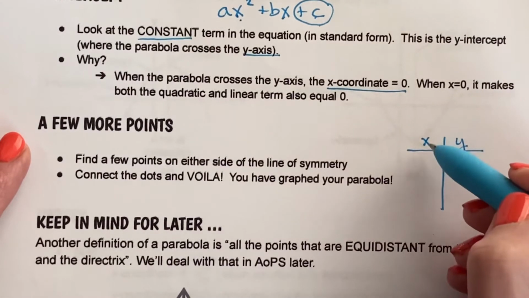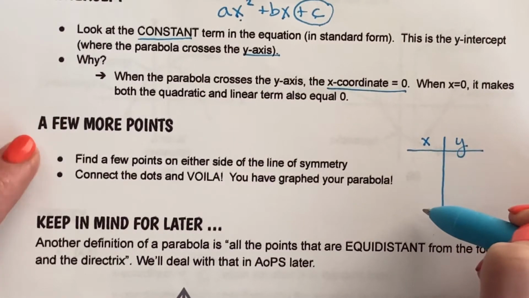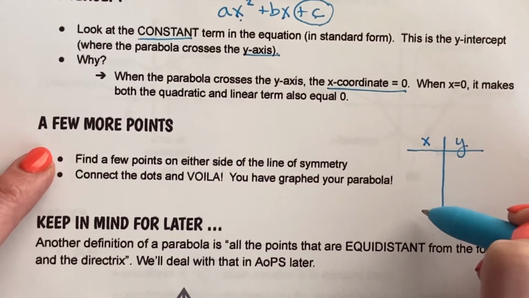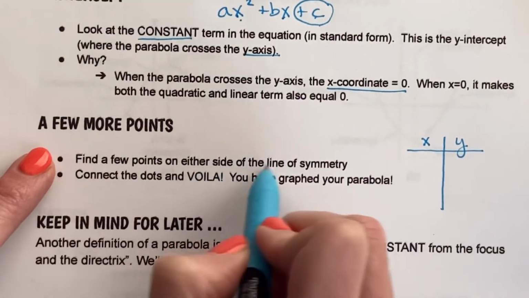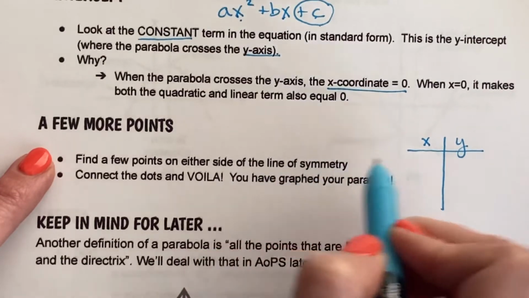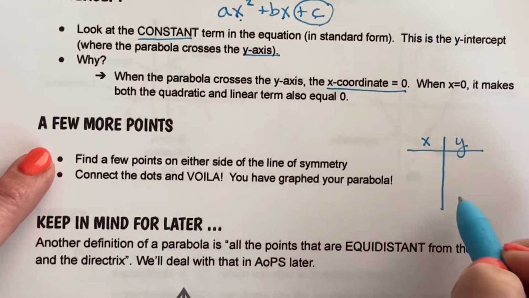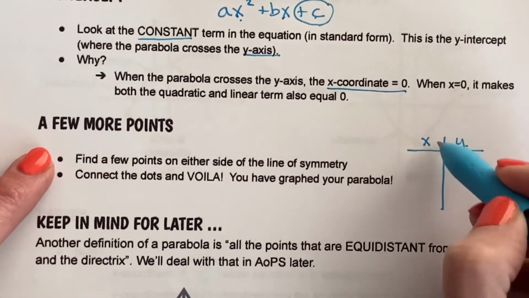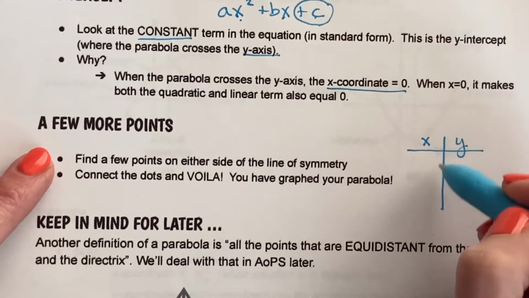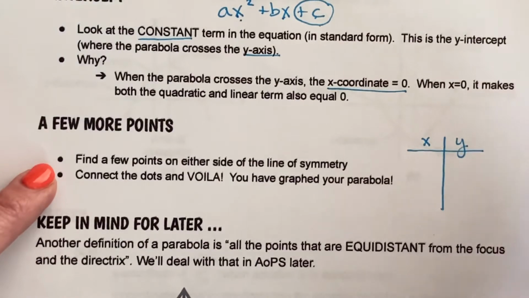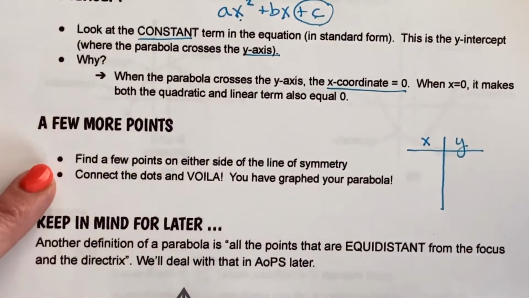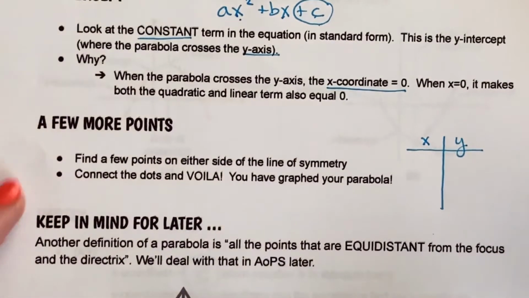You're going to pick a couple nice X points based off of your vertex, because you want to find them on either side of your vertex, on either side of your line of symmetry, because when you do that, the Y values are going to be the same, nice and easy. So you're going to pick out a couple X values that make sense based off of your vertex, find their Y values, you graph them, and connect your dots.